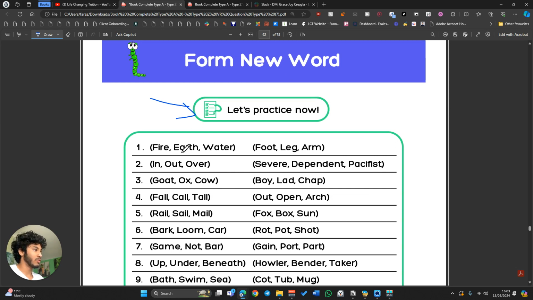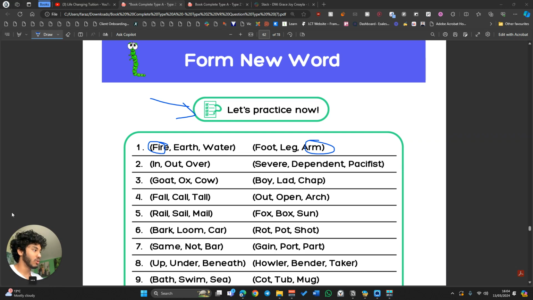So firefoot doesn't work, fire leg doesn't work, and firearm, to be fair, I think that is a word, but I'm just going to double check everything else. So earth foot, nope, earth leg, earth arm, water foot, water leg, water arm. So firearm is probably what I'm going to go with. Firearm, like a gun, something like that.